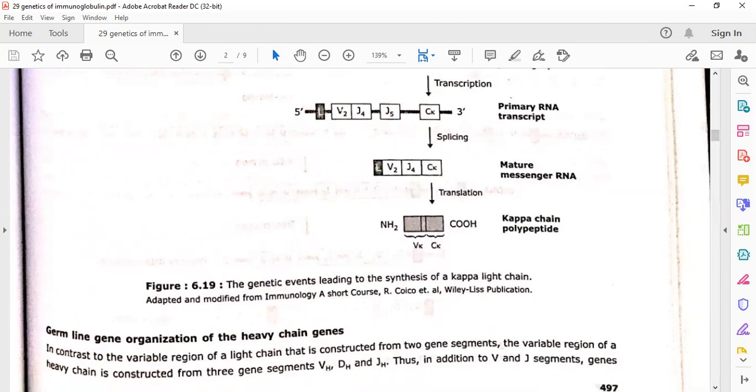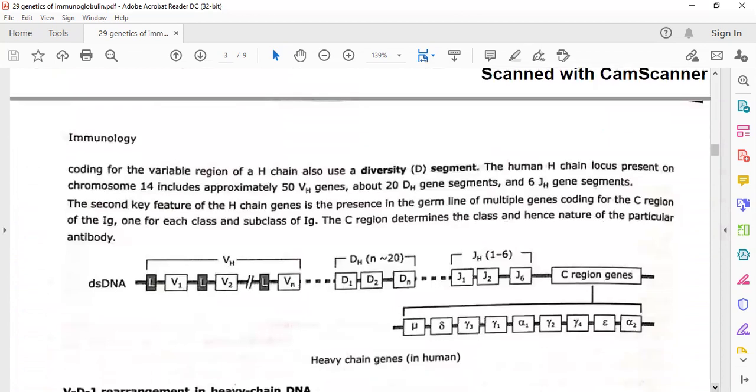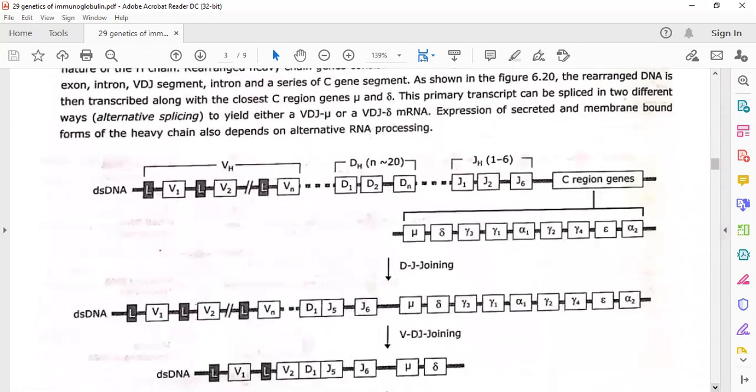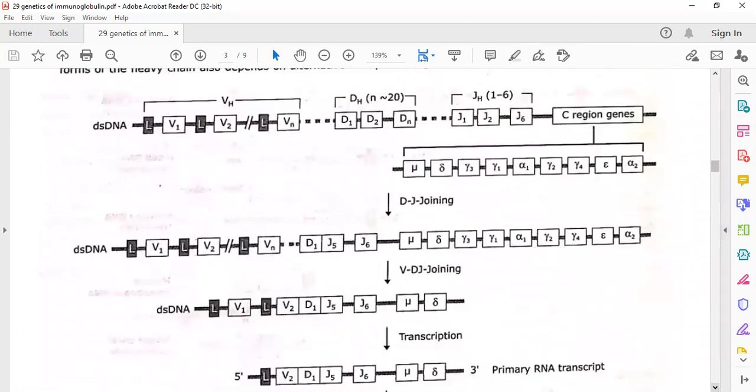So by understanding this, we can understand what the genetic organization of the kappa chain is. What is the genetic organization of the heavy chain? We can also understand here. In the VDJ recombination of the heavy chain, there are a V region, a D region, and a J region. So we will understand the VDJ joining in the next video.